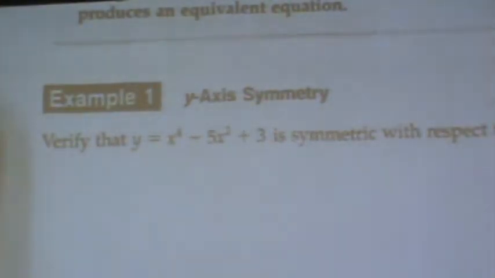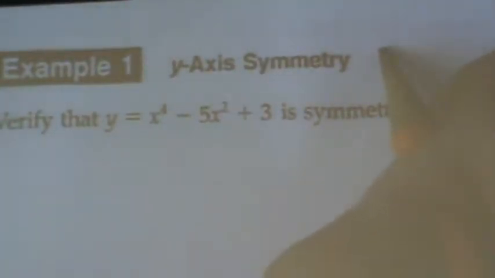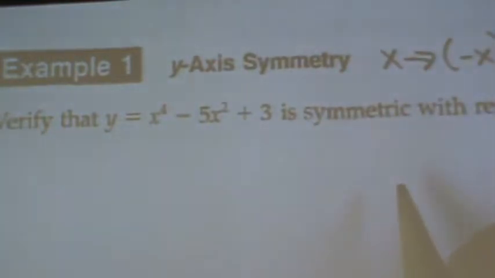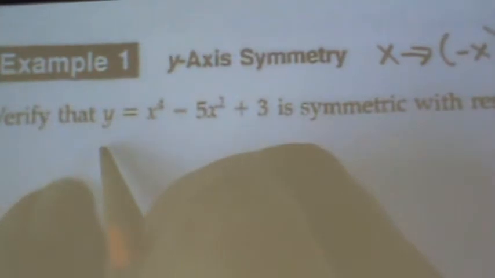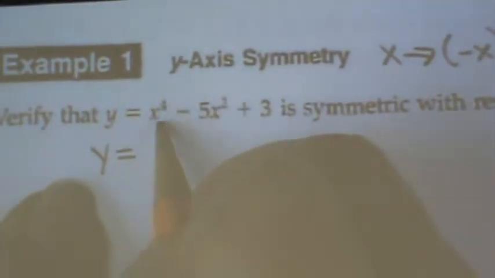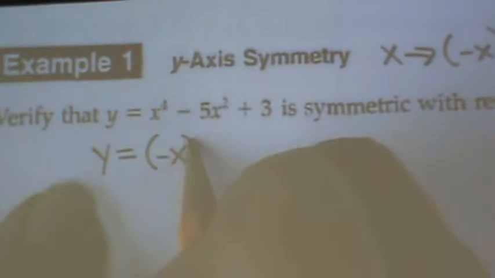So let's take a look at an example. We've got y equals x to the 4th minus 5x squared plus 3. Is this symmetrical to the y-axis? Everywhere you see an x, you're going to put in a negative x. Let's do this problem. Right here, you leave y the same, and where you see an x, you put in a negative x.